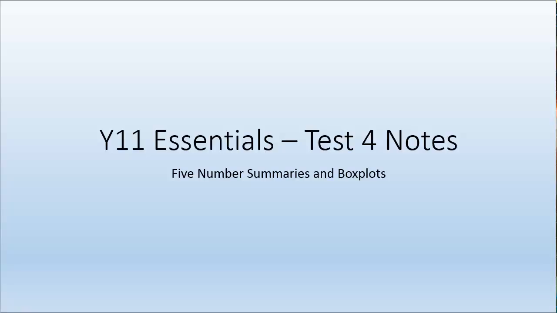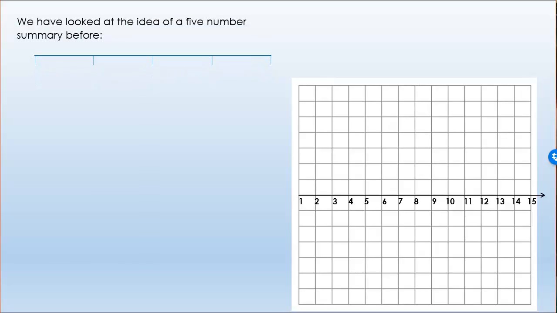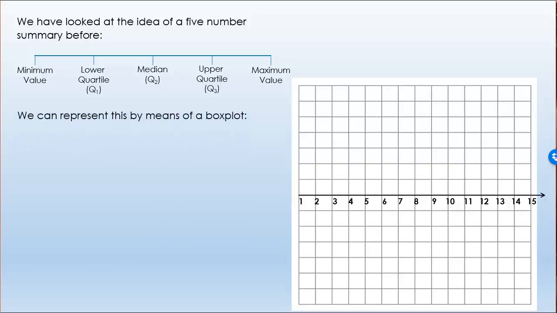5 number summaries and box plots. We have looked at the idea of a 5 number summary before. We know we have the minimum value, the lower quartile, the median, the upper quartile, and the maximum value. We can represent this by means of a box plot, which we're going to show on the graph over here.